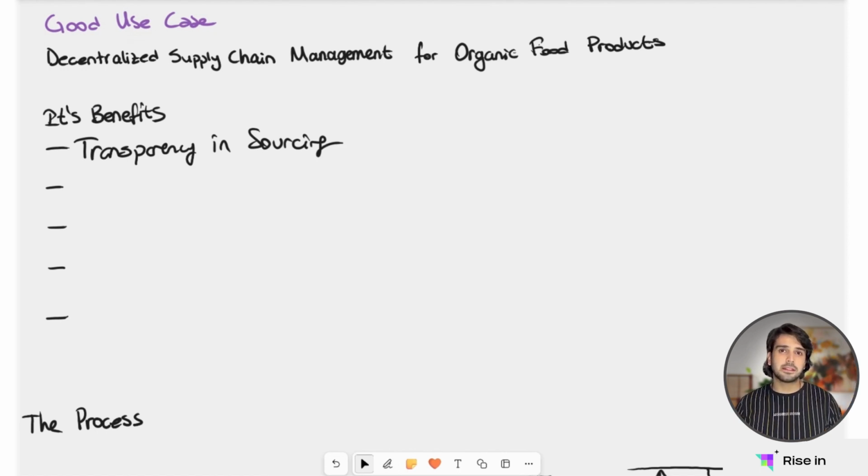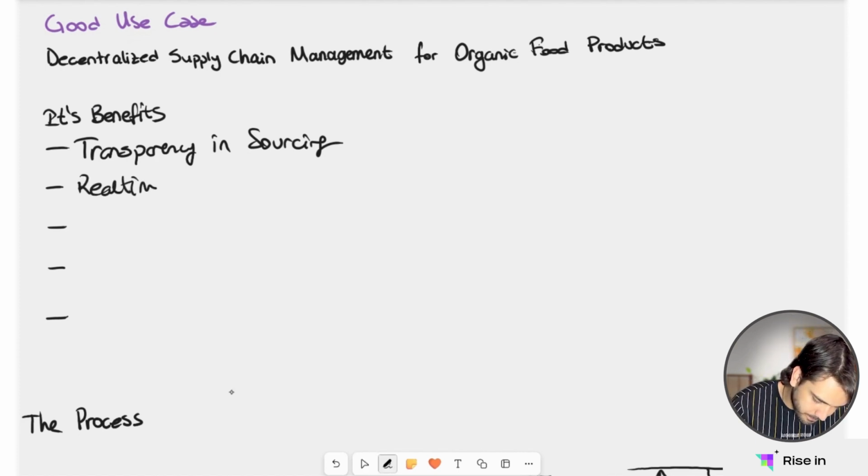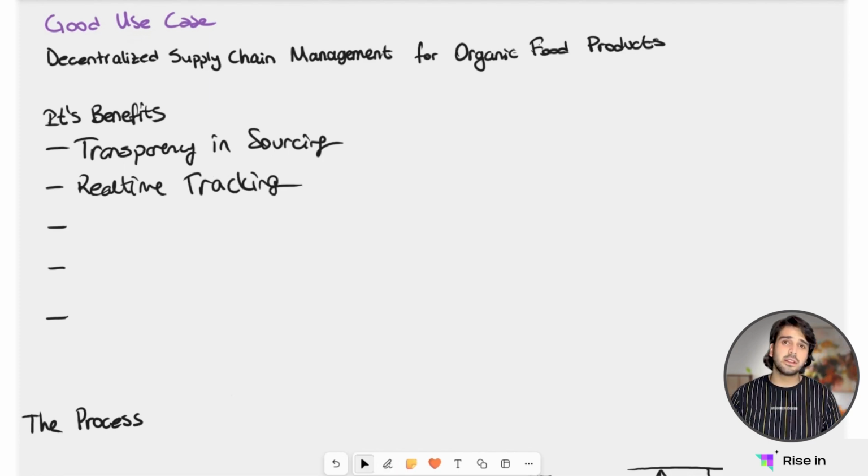What does it mean? It means that buyers can see how this product is grown, where it comes from, and what its lifetime was during the process from being grown to coming to the table. The second one is real-time tracking. With real-time tracking, distributors and retailers can track the progress of the shipment. So this would reduce delays and improve inventory management.